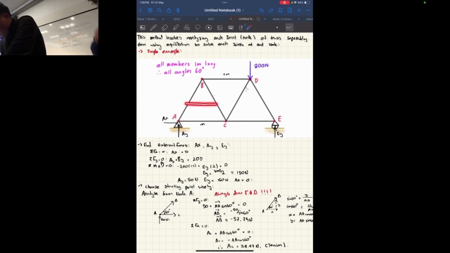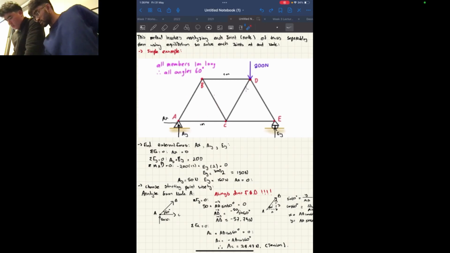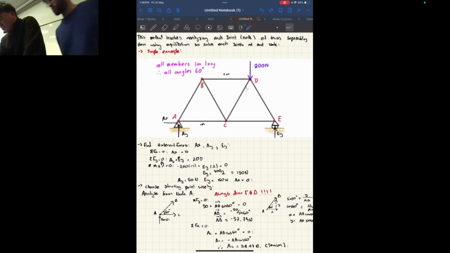That's 1, and then here. Wait, sorry. So this is 1, right? This one, let's go to the base. This one, and then down here. Yeah, sorry, my bad. Yeah, 1.5 meters.